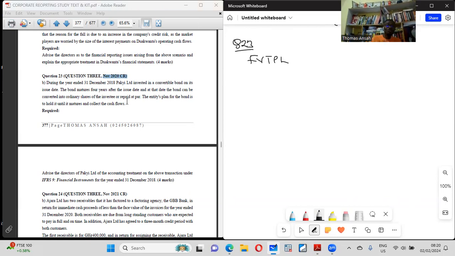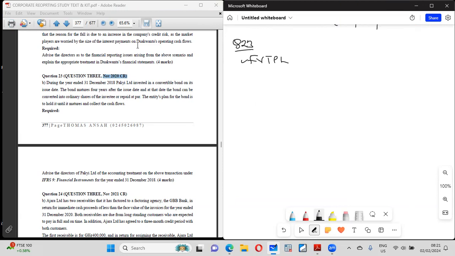So you will say that even though the entity wants to hold it to maturity and collect the cash flow, it is a convertible. The cash flow characteristics test comes in because they can convert it to ordinary shares, so the redemption is in shares, not a liability or an asset of cash. So please, this one is fair value through P&L. Be very, very careful about these things. The examiner is tricky.